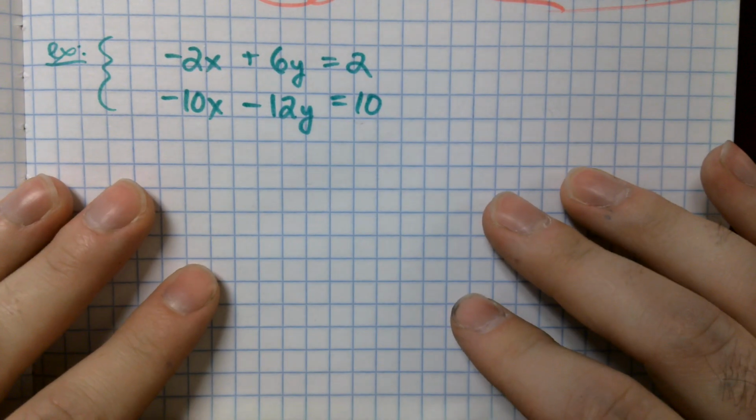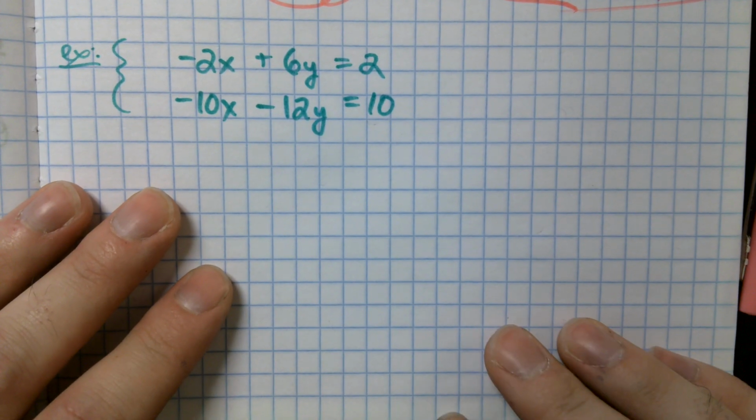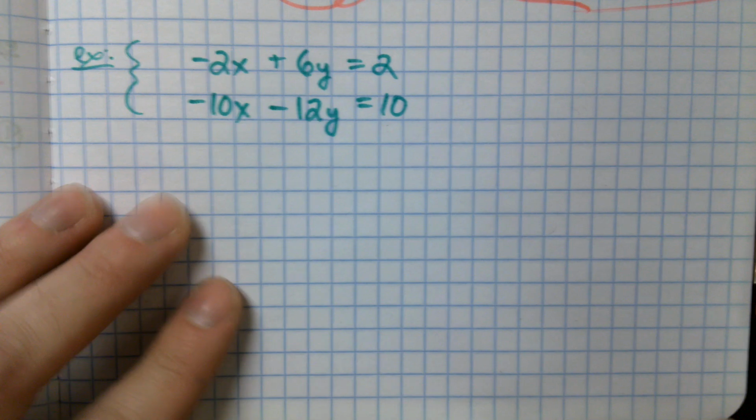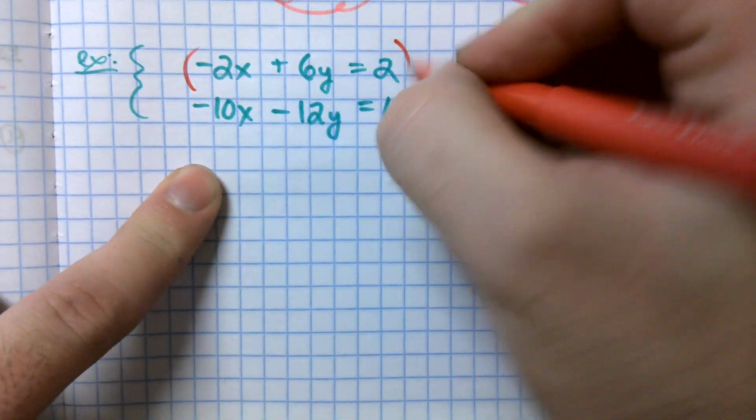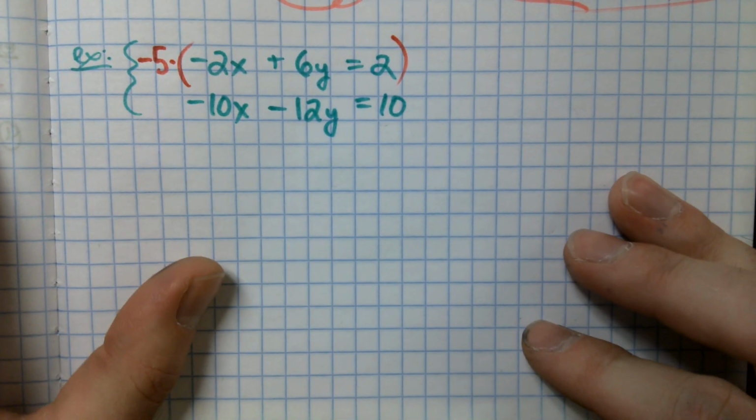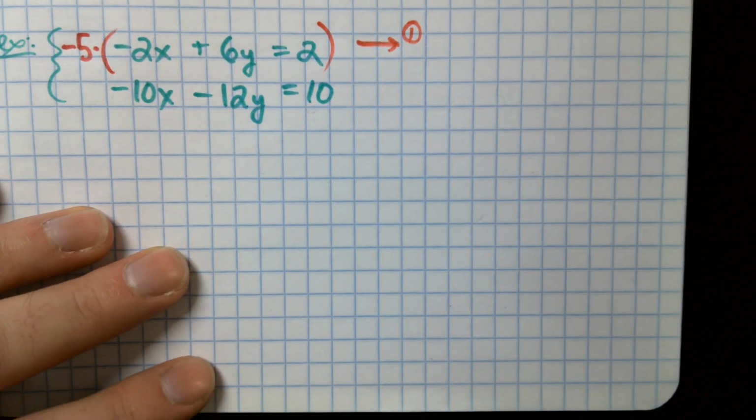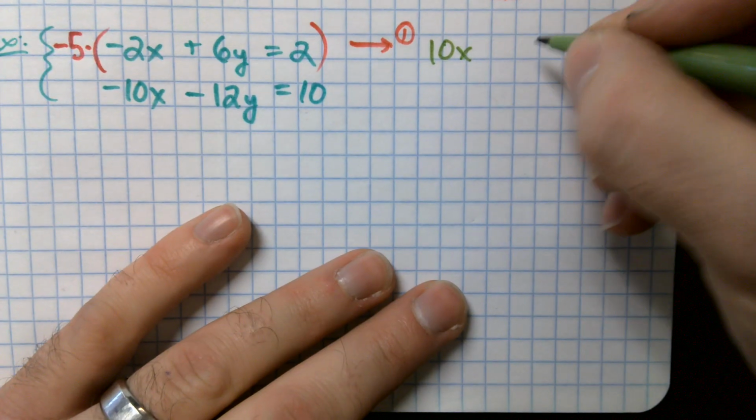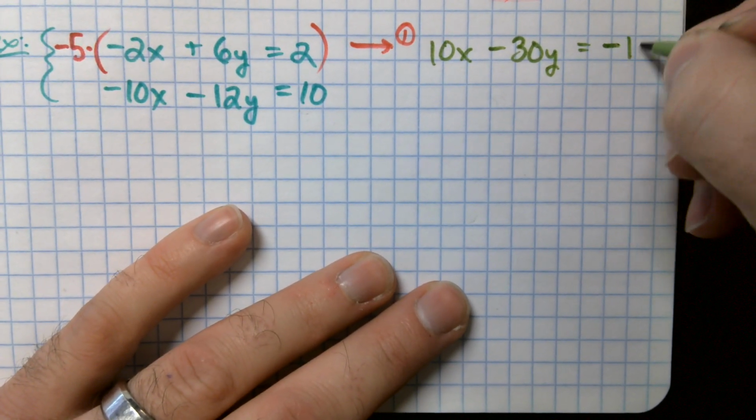Wouldn't you have to multiply the top one by negative 5? That's right. Absolutely. That's what you were thinking? Good. Let's do that. Multiplying the top one by 2 would be too easy. What if I multiply the top one by negative 5? Good, that's what you did. That's great. Okay, what does this turn into? Well, it turns into 10x minus 30y equals negative 10.